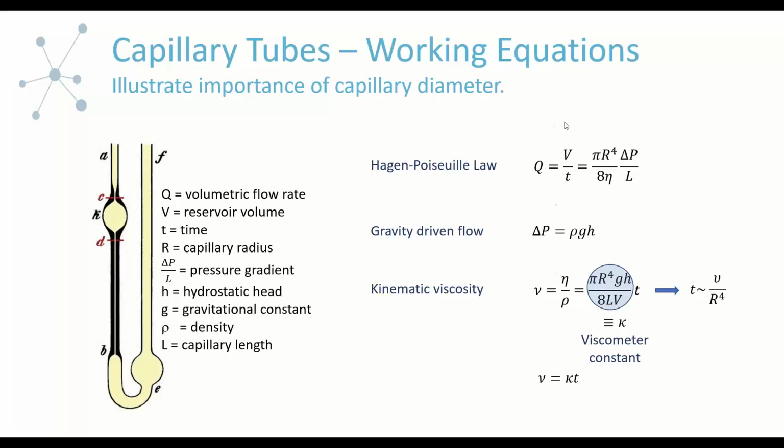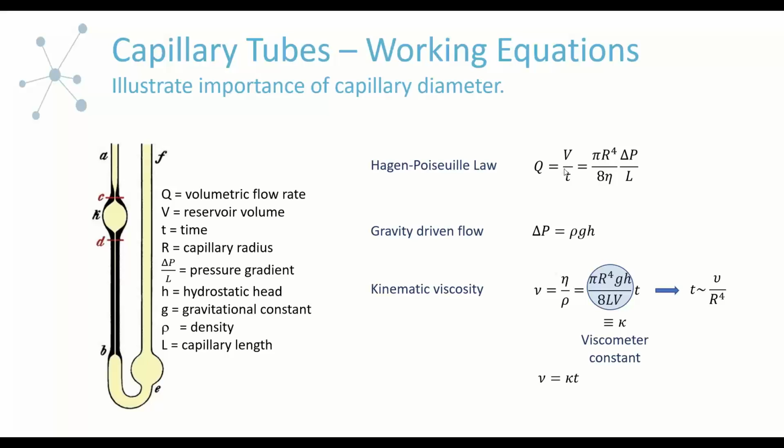Same equation applies, except the difference now is the driving force. So in the injectability discussion, where we start with the same equation, the driving force is the movement of the piston. Now the driving force in this case is gravity. This is gravity-driven flow. So what we're looking at is the volumetric flow rate.